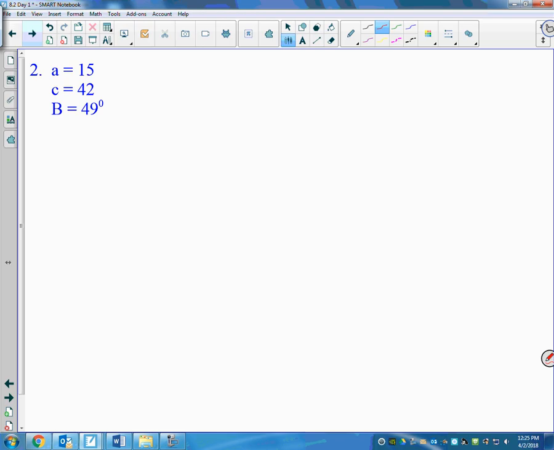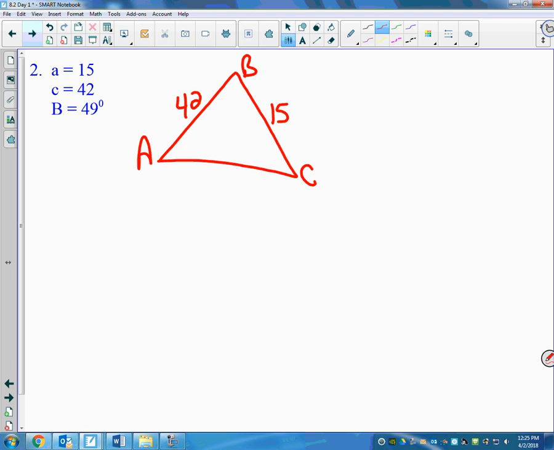What about on this one? So if you notice, I always draw my triangles the same. On this one, they tell me that side A is 15, side C is 42, and angle B is 49. Notice also that we couldn't do law of sines here because I don't have a side and an angle. But what I can do is if I have an angle and not the side across from it, I can solve for that using the law of cosines.